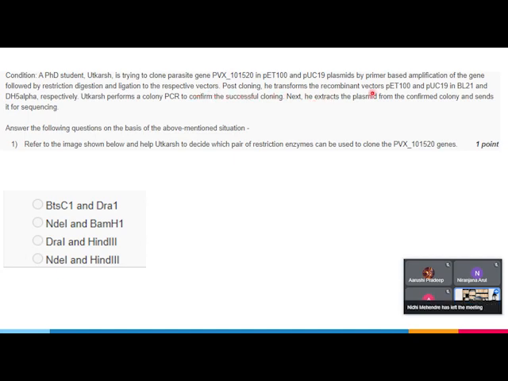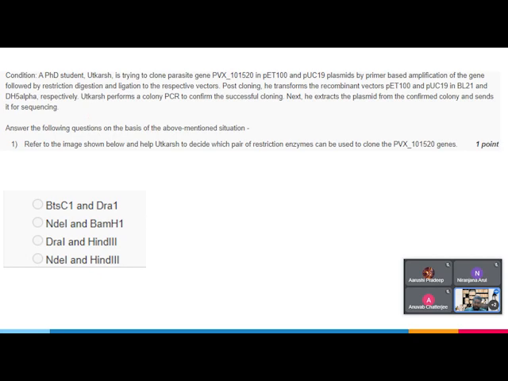Post-cloning, he transformed the recombinant vectors PET100 and PUC19 in BL21 and DH5 alpha respectively, and he does a colony PCR to confirm the successful cloning. Next, he extracts the plasmid from the confirmed colonies and sends it for sequencing. So refer to the image shown below and help Utkarsh to decide which pair of restriction enzymes can be used to clone PVX101520. The options are BTSC1 and DRA1, NDE1 and BAMH1, DRA1 and HIN3, and NDE1 and HIN3.